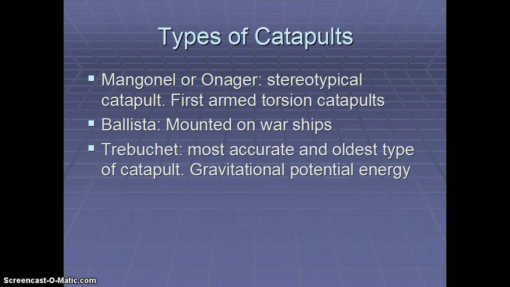And then there's also a ballista, which was mounted on warships, and it was invented by the Greeks in 800 BC. And they were usually used to hurl fire at their enemy ships. And then the last type is the trebuchet, and it's the most accurate and oldest type of catapult that used gravitational potential energy in order to fling missiles and whatnot. And it was often used to spread fire like the ballista. And it was most likely invented by the Chinese or somewhere in the Middle East.